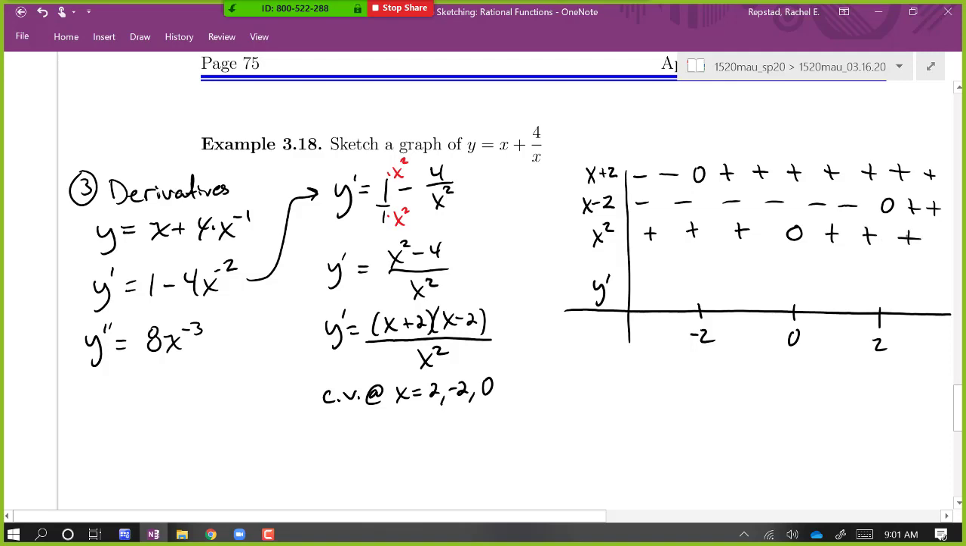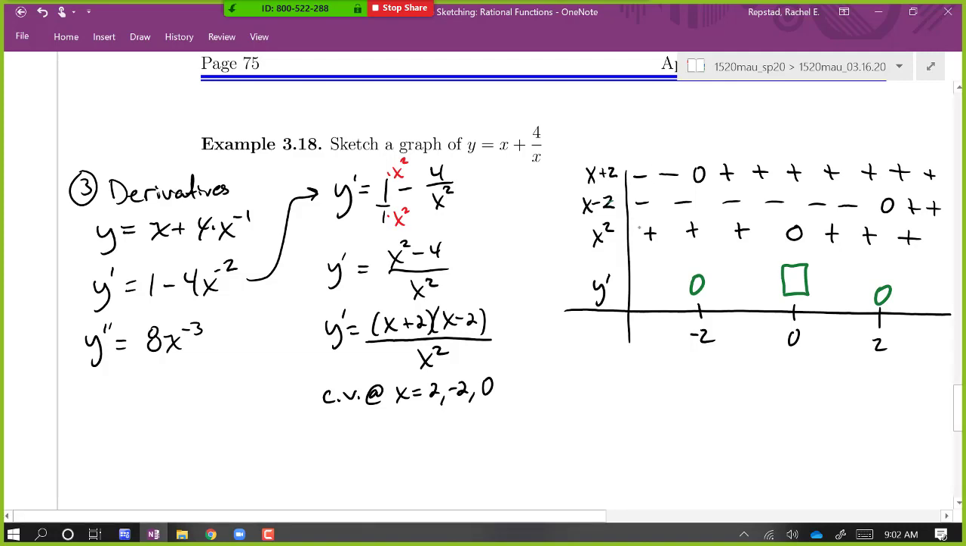Now, when I fill in this last row, the first derivative is equal to 0 at negative 2 and at positive 2, but it's not 0 at 0, right? At 0 is where the first derivative is undefined, so I usually indicate that by writing a little box. It's not going to give me a max or a min or anything, I just am not allowed to plug it in.